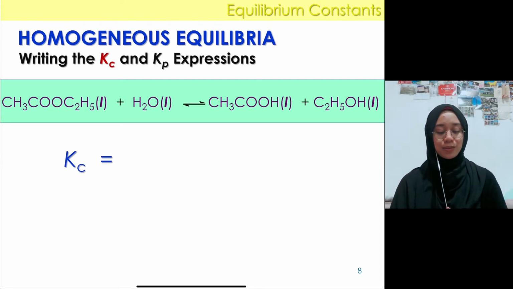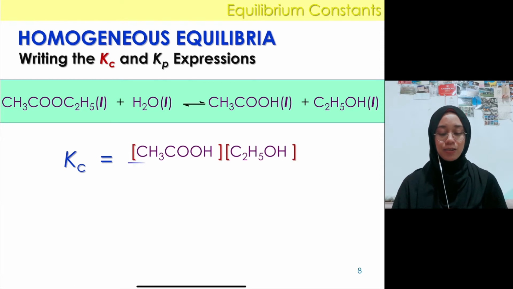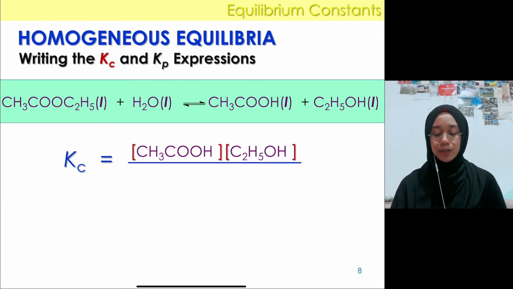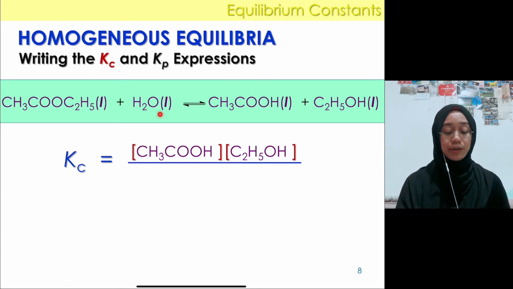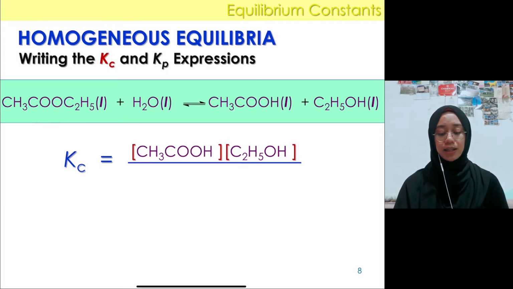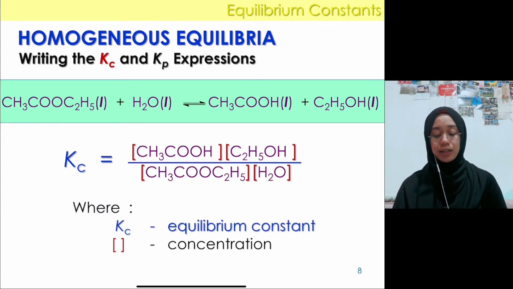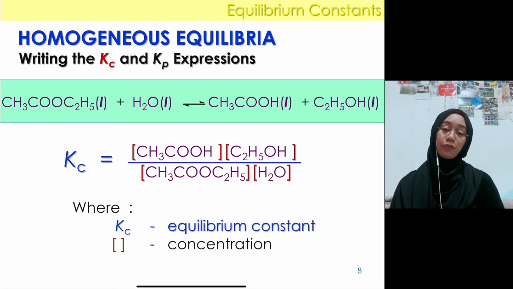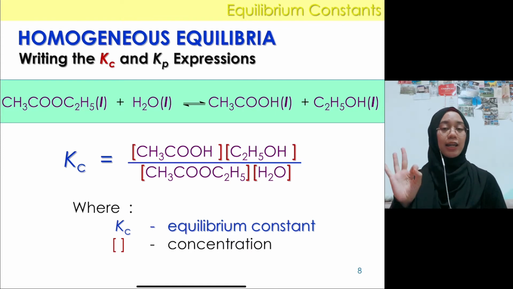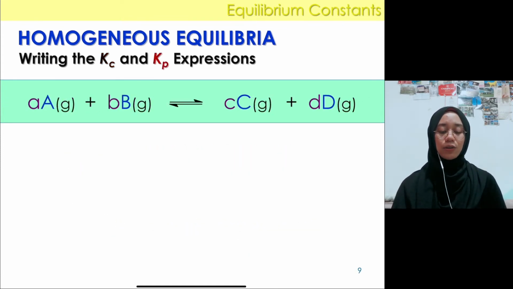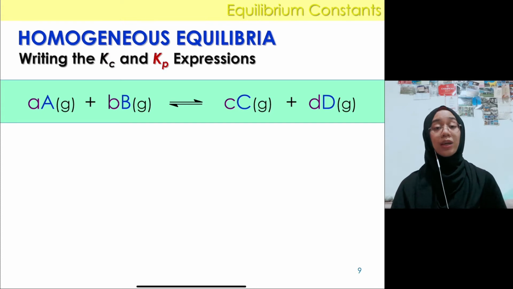Okay, so now we take our reactants, which are the acetic acid and alcohol, and divide by our products, which are the ester and water. So we get this. This is in terms of Kc. I mean, you shouldn't have any problem with this one anymore. So now let's have a look at how to do it for Kp.